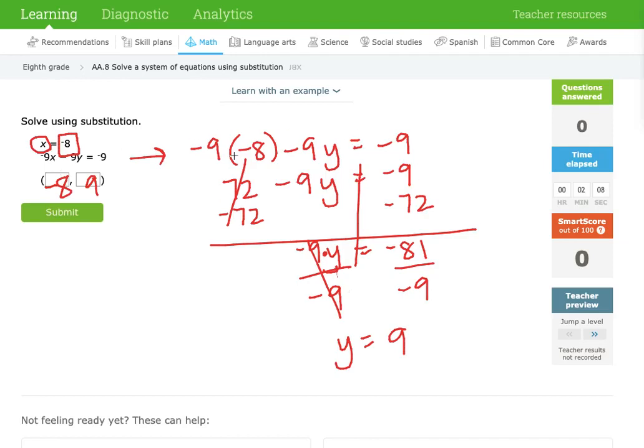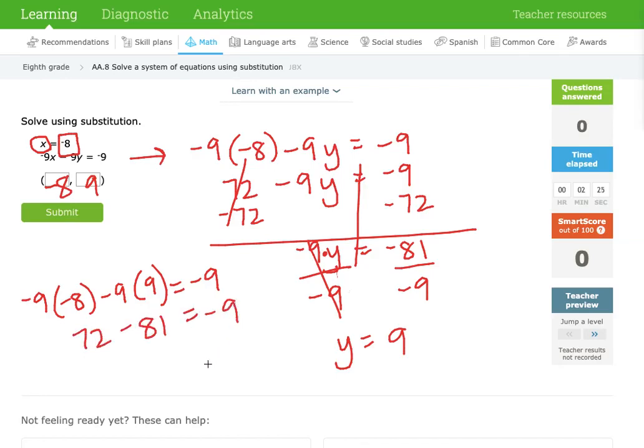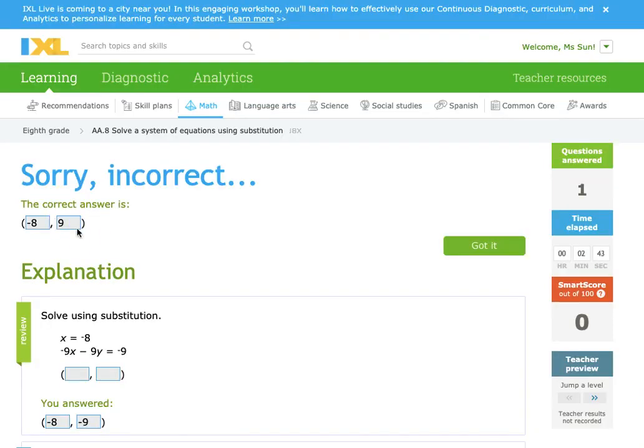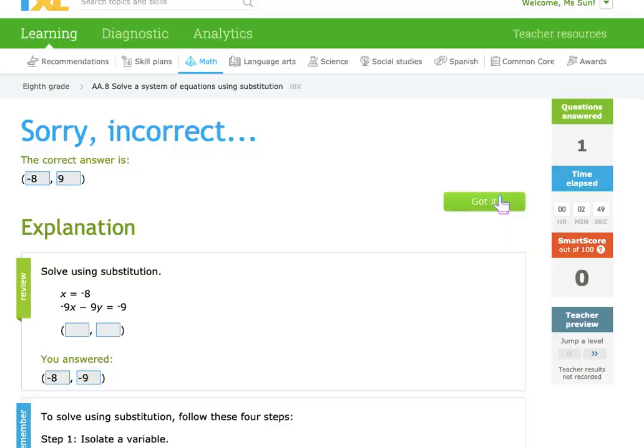You kind of already checked it by putting in those numbers, but you can definitely do that as well. Negative 9 times your x minus 9 times your y should equal negative 9. So this is 72 minus 81. That should equal negative 9. And it does when you check in your calculator. So this is negative 8 and 9. Let's see if it is correct. Oops, I put in the wrong thing. Negative 8 and positive 9. All right.